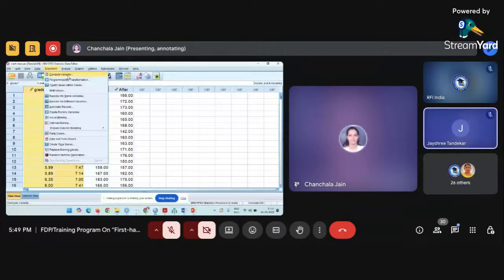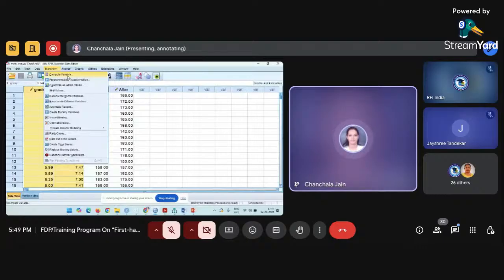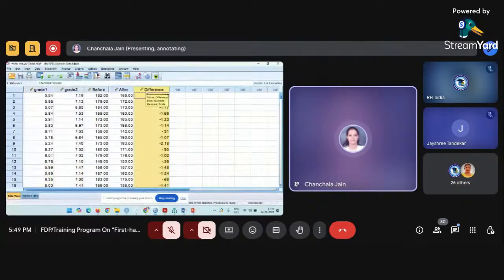Fine. Now, next we need to check the normality and the outliers in this difference variable only. So now we are not using the first two columns or the original variables for checking the assumptions. We need to check the assumptions using the outcome variable which we have just created, right? So go to analyze, descriptive statistics, and then explore. Done? I hope everyone has got it. Shall I proceed?